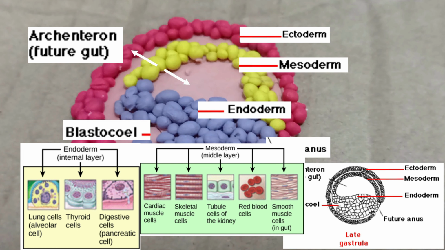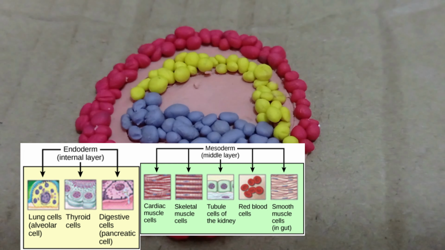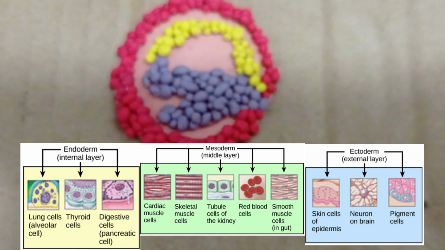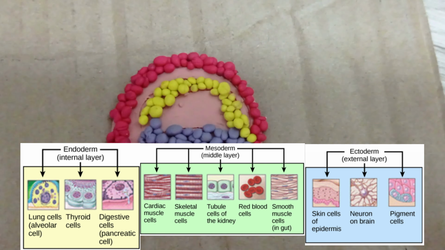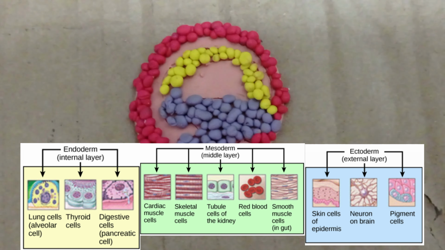The mesoderm, or the middle layer, creates the cardiac muscle cells, skeletal muscle cells, tubule cells of the kidney, red blood cells, and the smooth muscle cells in the gut. We also have the ectoderm or the external layer. It creates the skin cells of the epidermis, the neurons of the brain, and the pigment cells.